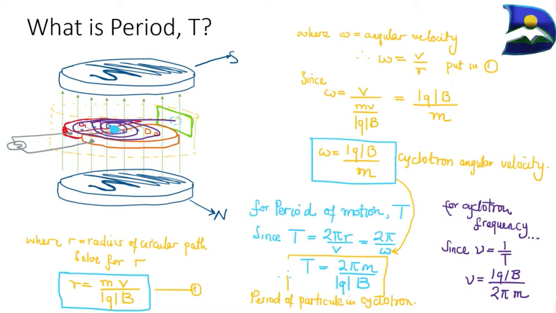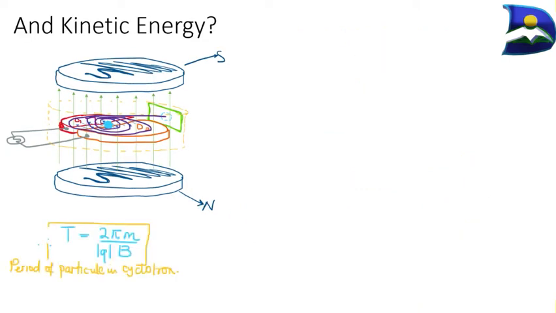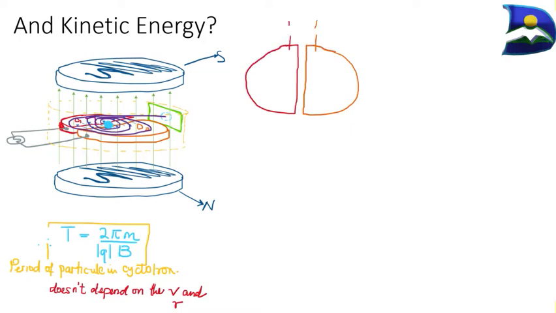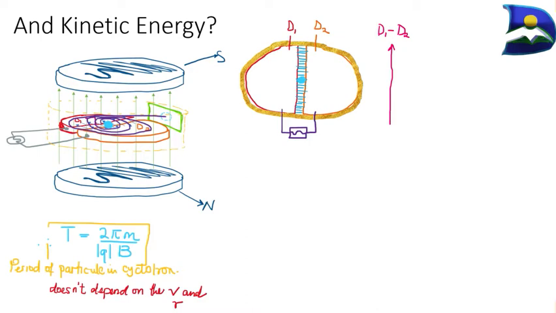So now, using the period, how can you determine the kinetic energy? Since we know that the period doesn't depend on the velocity and the radius, consider the two D's positioned right here, and we introduce our oscillator, which generates the alternating voltage. Once that is applied, we have the magnetic field, represented in gold, and the blue lines between the two D's representing the electric field. These are perpendicular to each other, and we introduce an ion source that will release a proton.